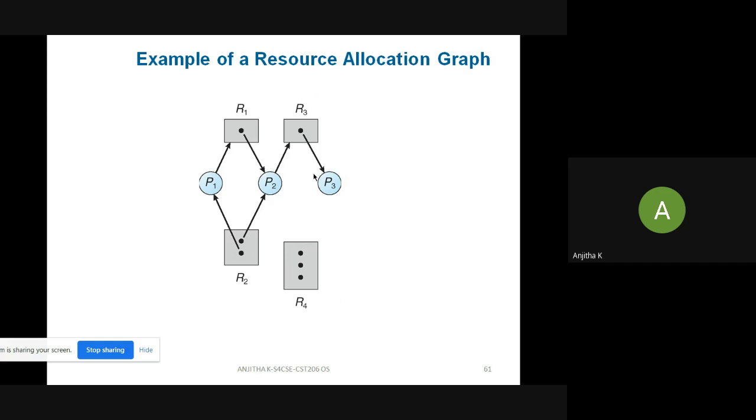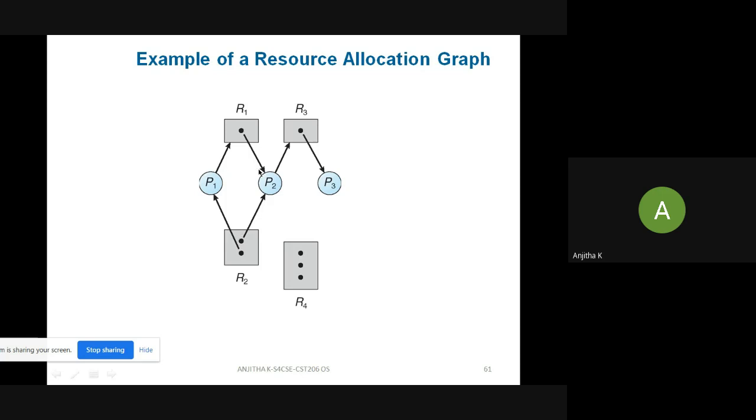Okay, here also, see, this is an allocation graph. Okay, here see whether there is any cycle or not. Here there is no cycle. Okay, so here there is no cycle. No cycle means no deadlock. Okay, you cannot find a cycle here.